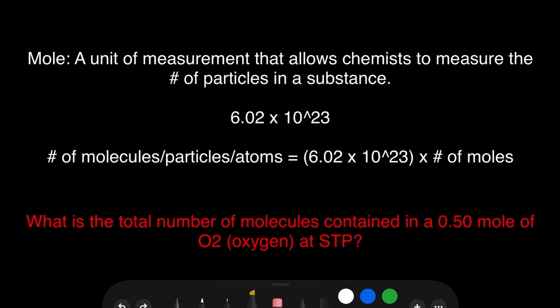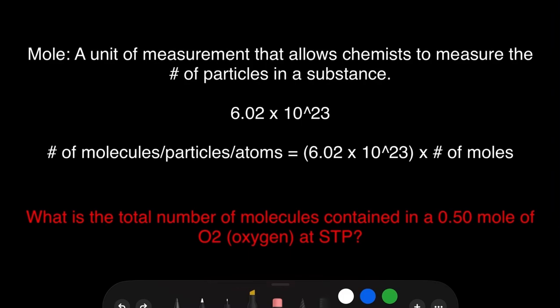Now, in order to figure out the number of molecules or particles or atoms in a substance, we have to use that unit, which is 6.02 times 10 to the power of 23, multiplied by the number of moles that we have in the substance.